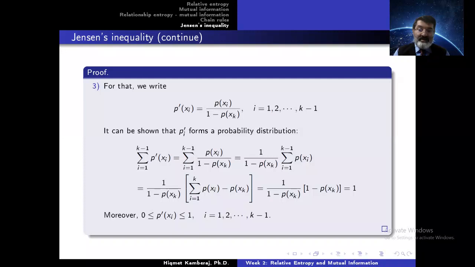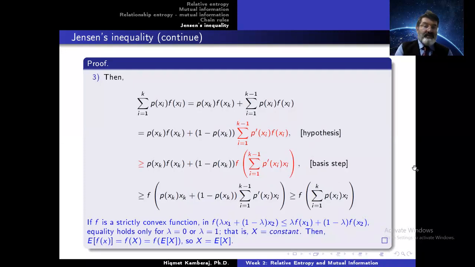which proves that p prime is normalized. Moreover, based on the formula that is given on this slide, you could notice that p prime of xi are numbers between 0 and 1 for every i being 1, 2, up to k minus 1. So we can say that p prime forms a probability distribution.